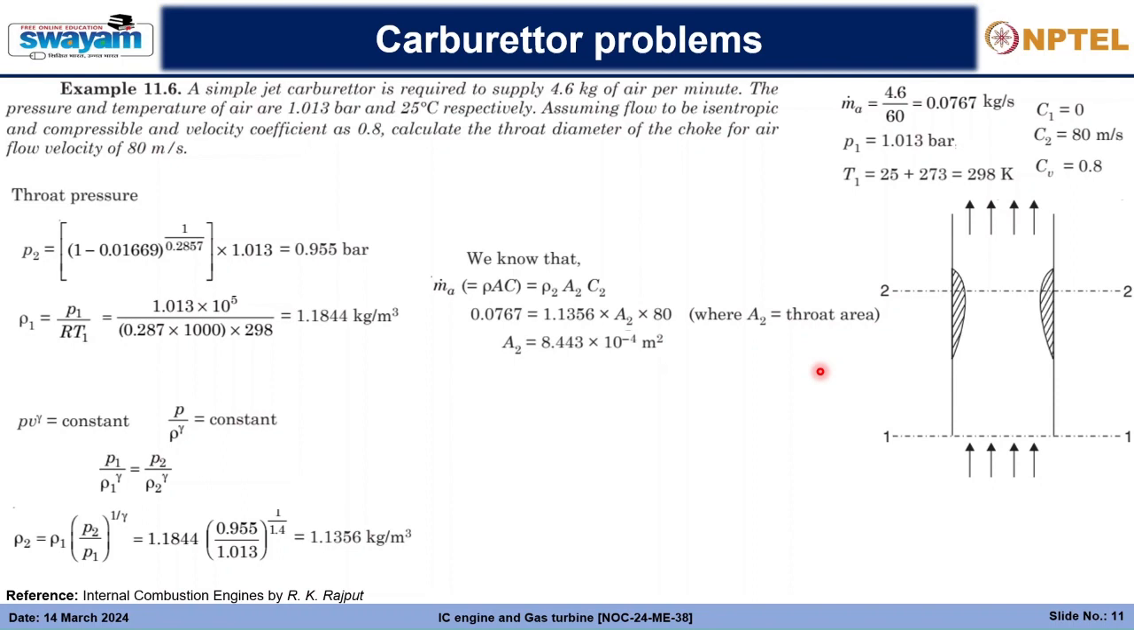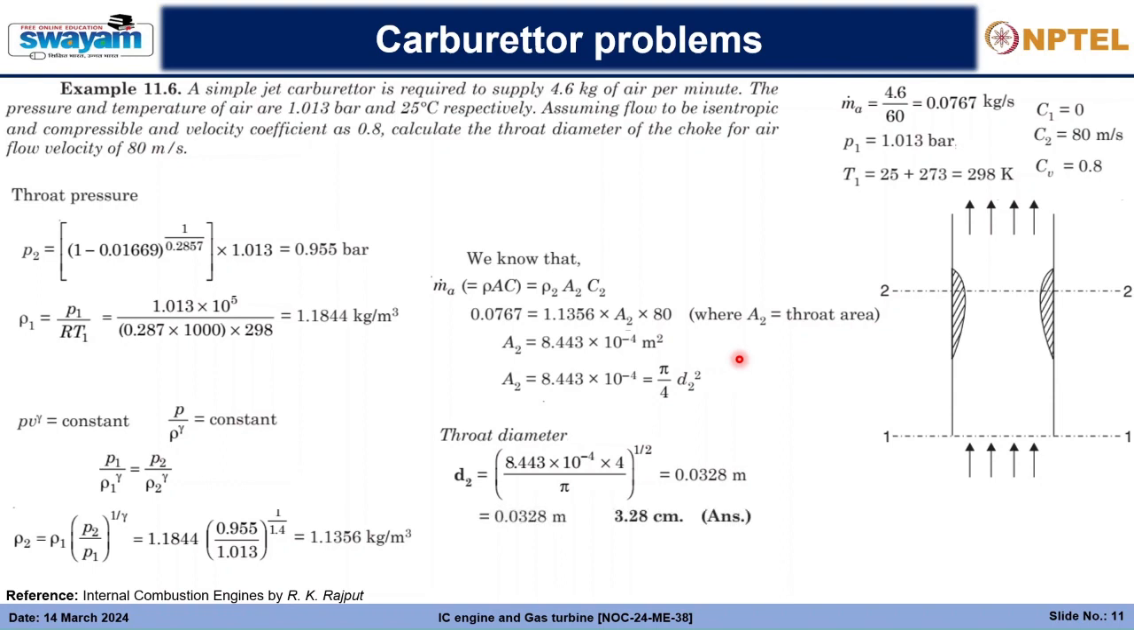A2 is 8.443 × 10^-4 meter square. If we try to find the value of the diameter, then D2 will be equal to 0.0328 meter. So that's the case here, 3.28 centimeter, right? So we have finally found the throat diameter of the choke for an air flow velocity of 80 meter per second.